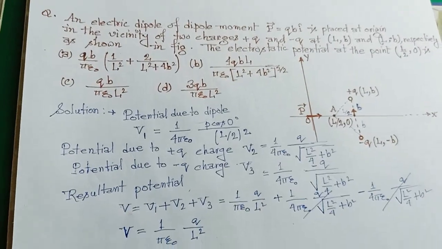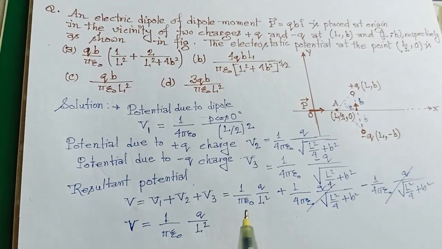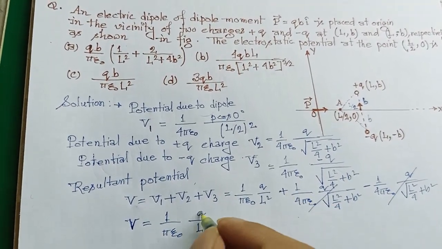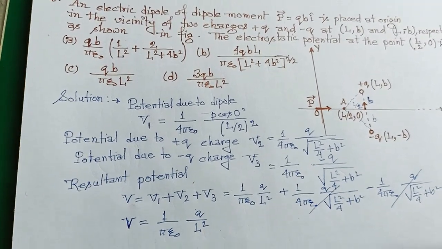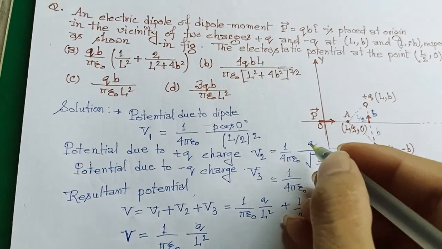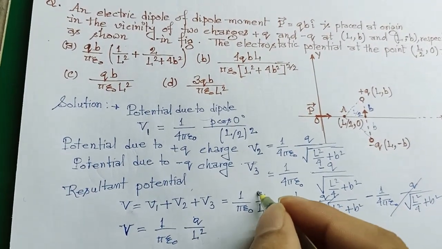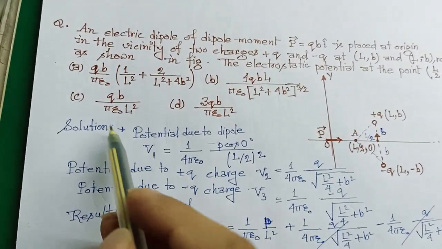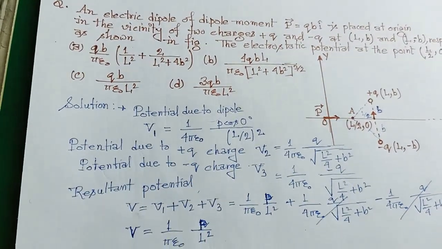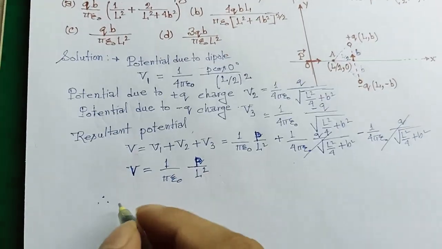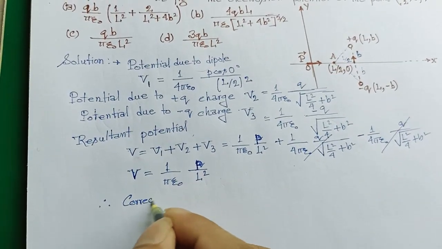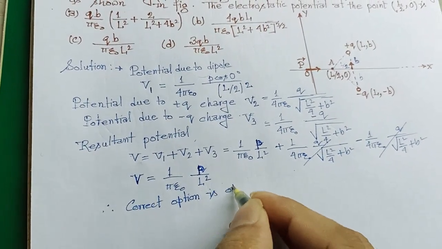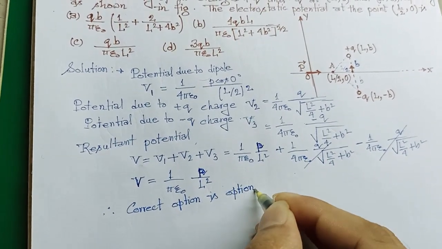So from our options, it is given in terms of p, that is, q means p cos theta, that is equal to p by L square. Now option 3 is the correct option. So our correct option is option C.